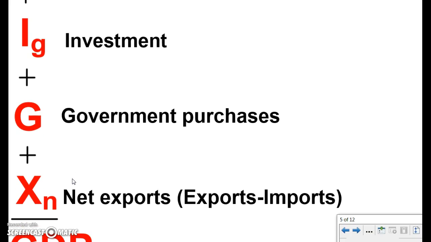Third is G, which stands for all government purchases. When the government buys a finished product, a finished good or service, for example, a submarine, that would count as government purchases.